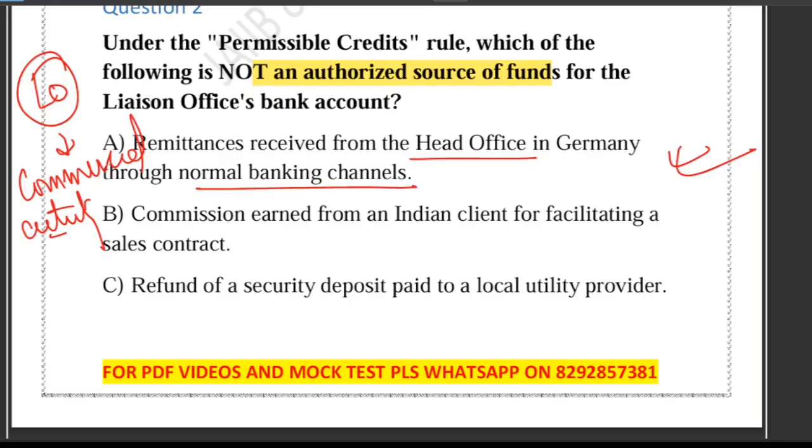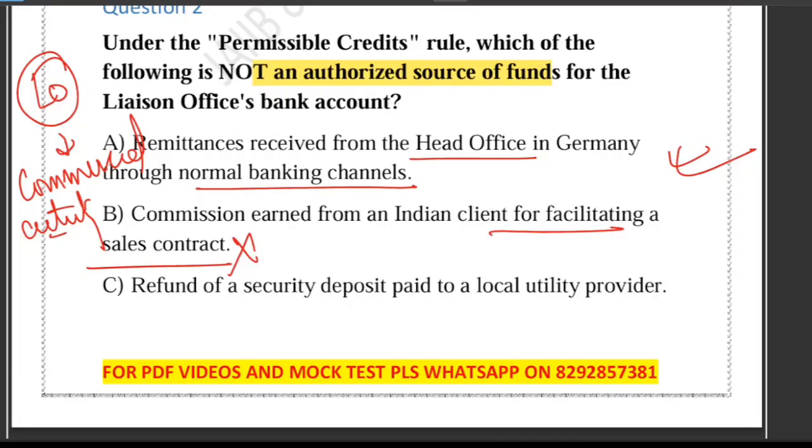What about B? Commission earned from Indian client for facilitating a sales contract. So LO is not allowed to earn commission, right? This is wrong. LO is not allowed to facilitate sales for profit. LO is not allowed to charge service fee. LO is not allowed to do business operation. Anything that results in income becomes illegal under FEMA rule for LO. So yes, B is the correct answer.